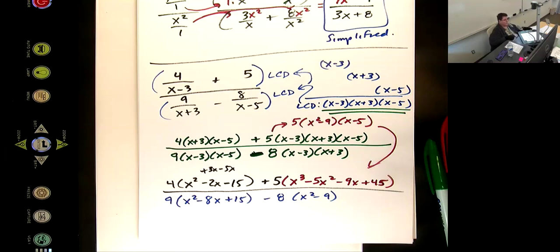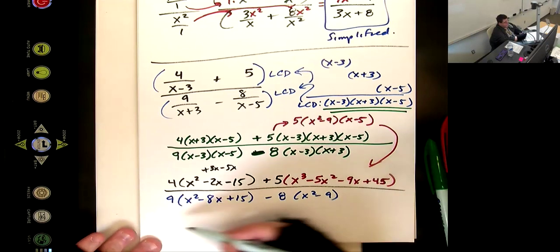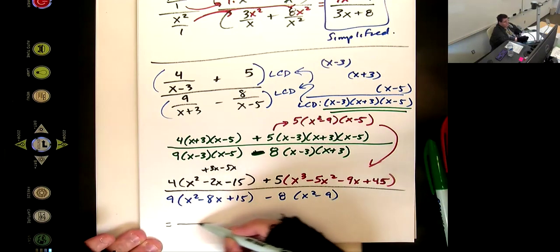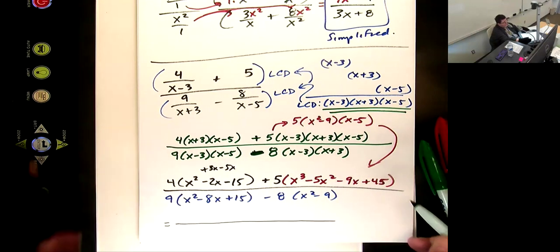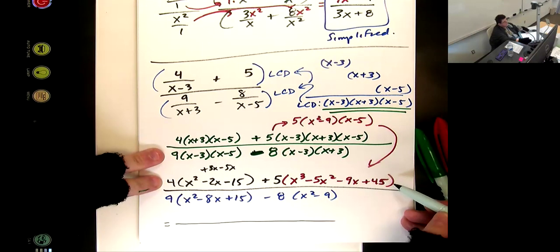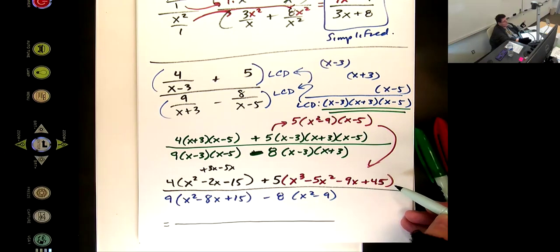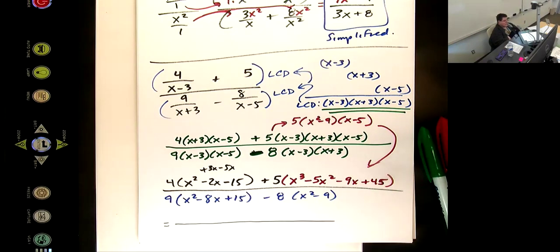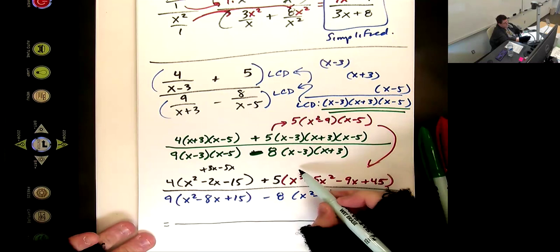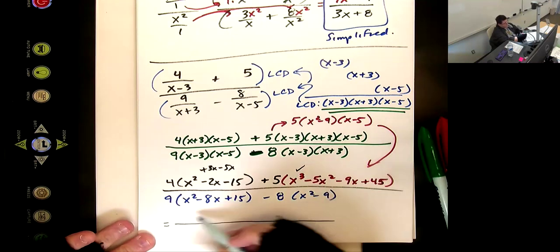All right, let's distribute and try to combine like terms. I'm going to try to do this in one step. So on the top, there's only one thing that generates an x cubed, right? For x cubed, I got to do this one. So 5x cubed.